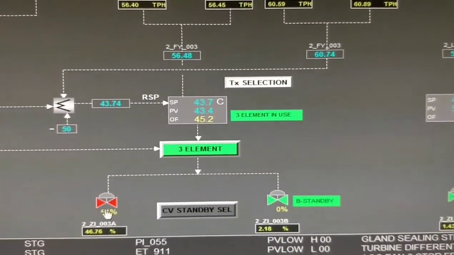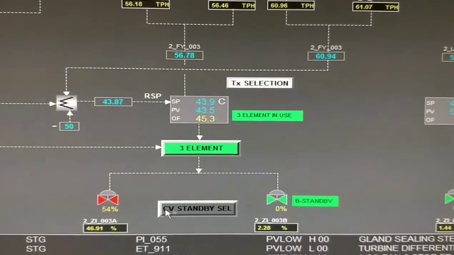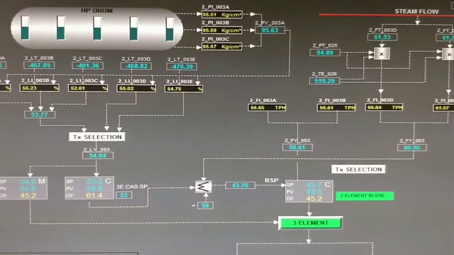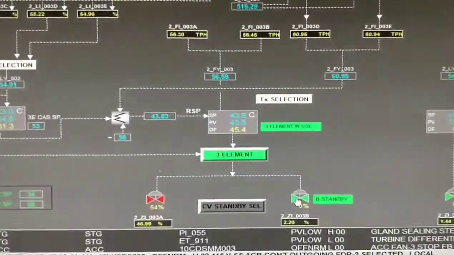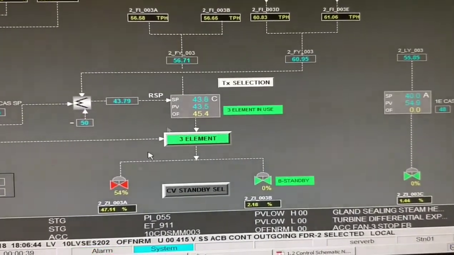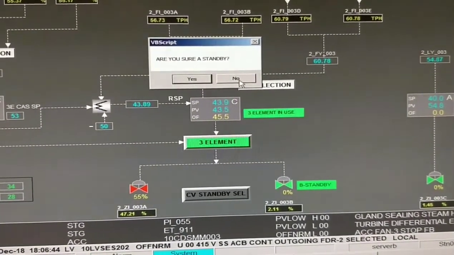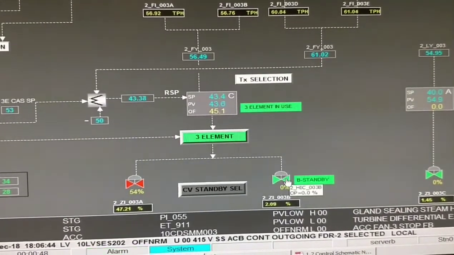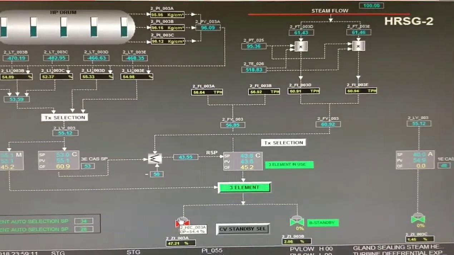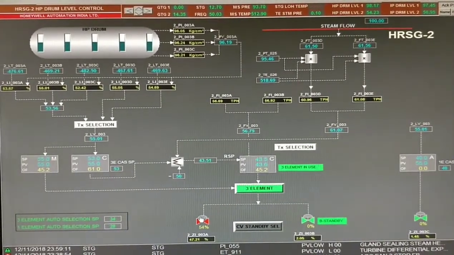Now this output will control the 200% capacity control valves. These control valves are used to fill the feed water in the HP drum. And this is the standby selection. Are you sure? A standby means A is working, B is in standby. So if we press yes, this control valve will go into active state and the other will be in standby state. In this way we are controlling the 3 element drum level in the boiler.